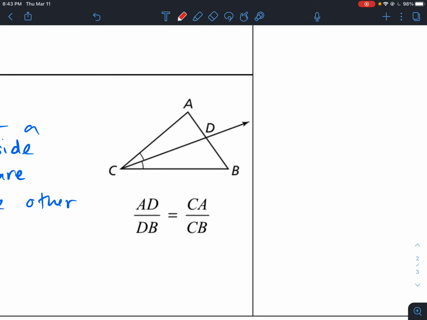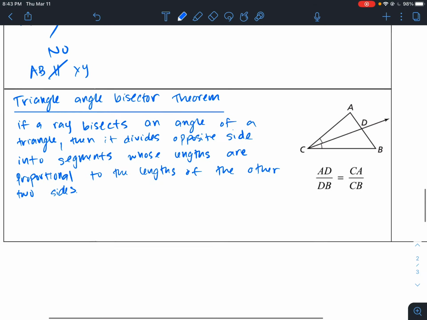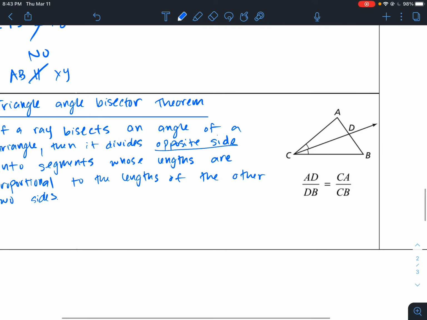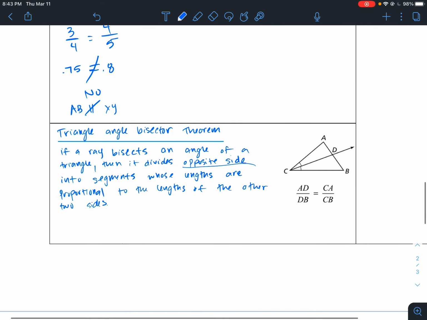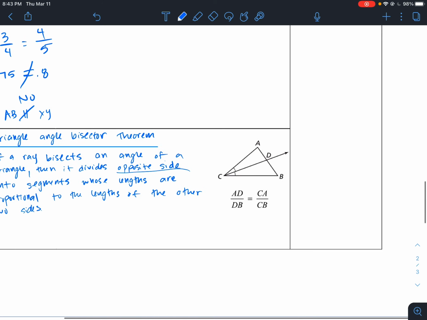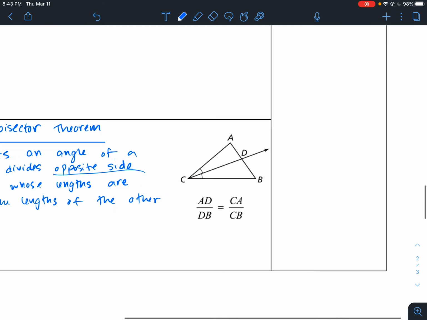So if that is the case, then the side opposite, this side right here, is the side opposite to angle C. It divides it into segments whose lengths are proportional to the lengths of the other two sides.